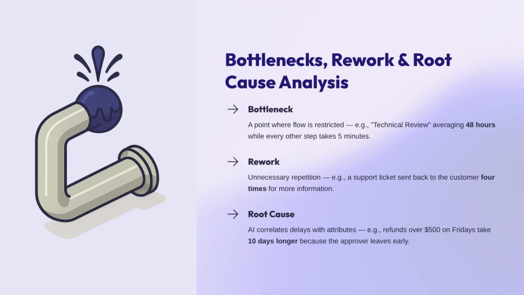Imagine a dummy example. You see that refunds are taking too long. The AI looks at the data and tells you, hey, every time the refund is over $500 and happens on a Friday, it takes 10 days longer. Suddenly, you realize that the only person who can approve big refunds leaves early on Fridays.